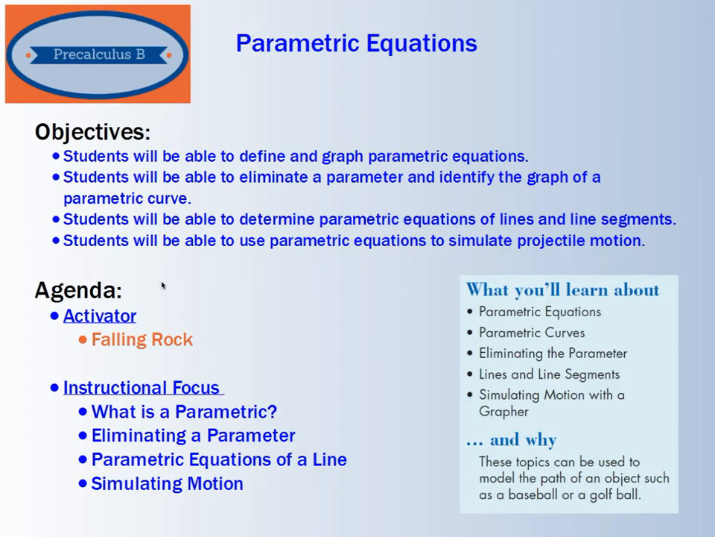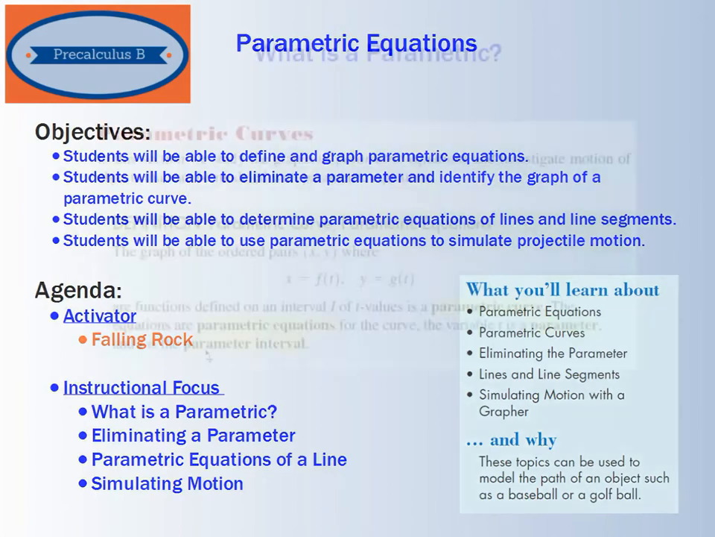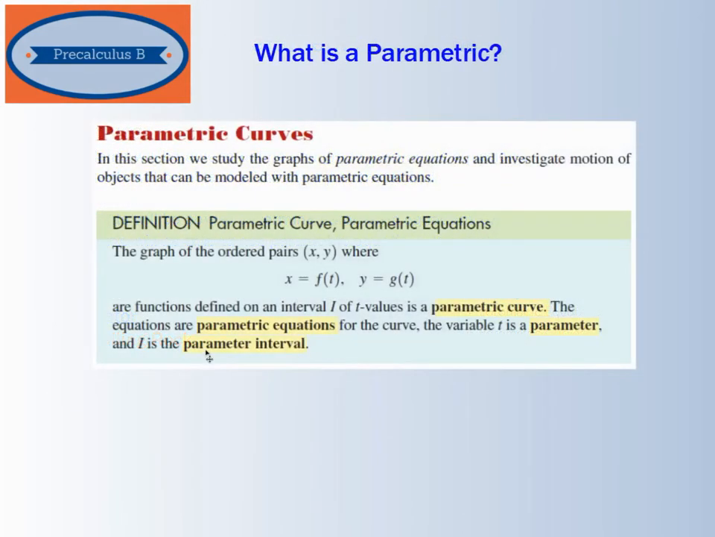We looked at an activator in which we discussed a falling rock and how we could have a separate equation for its x position and its y position based on a separate parameter, which we call time. And our instructional focus will delve more into this with regard to what is a parametric, how do we eliminate a parameter, parametric equations of lines, and last but not least, simulating motion. So let's jump in with what is a parametric.